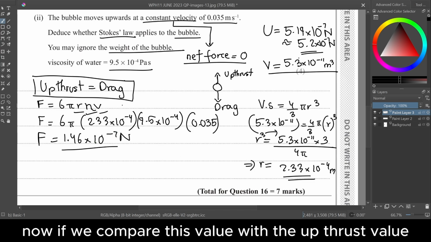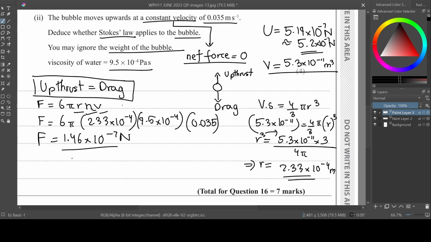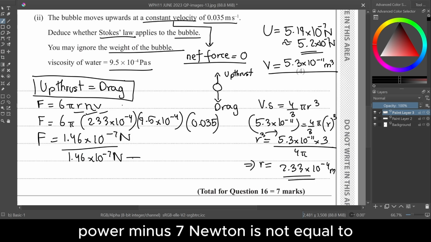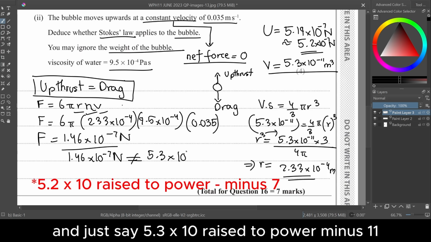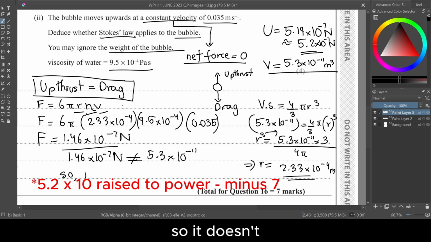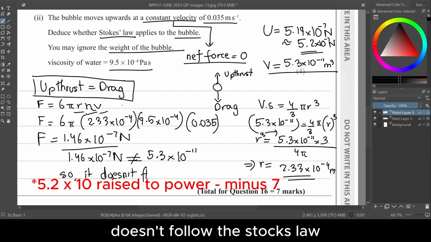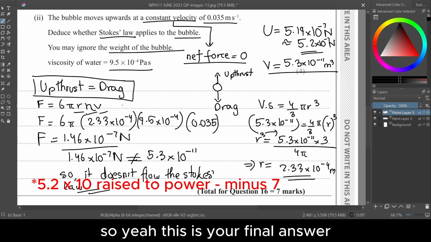Now if we compare this value with the upthrust value, you can see that they're not actually equal. They're far, far away. So you can simply say that 1.46 times 10 raised to power minus 7 newtons is not equal to 5.3 times 10 raised to power minus 11. So it doesn't follow Stokes' law, or Stokes' law doesn't apply. So yeah, this is your final answer.